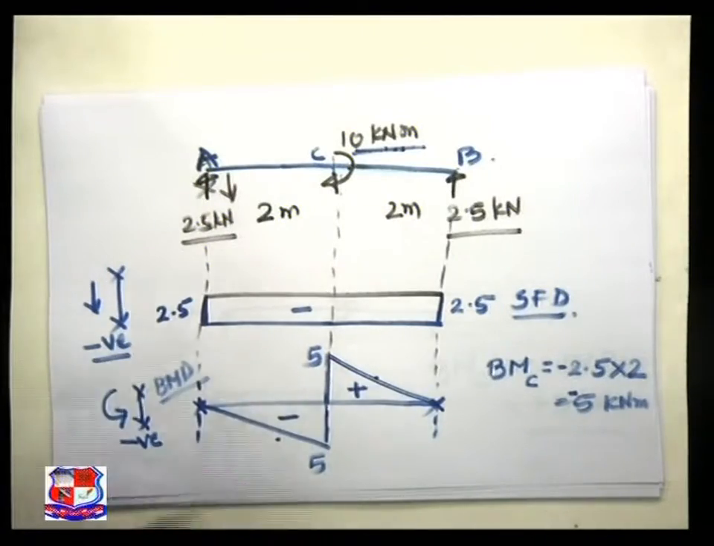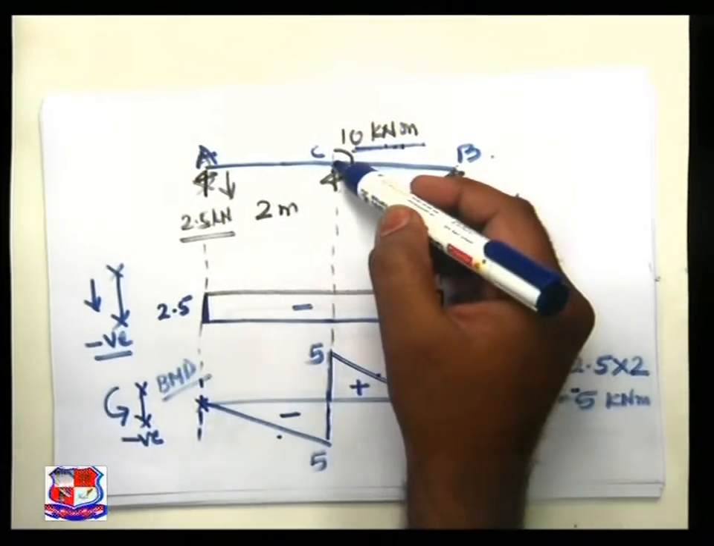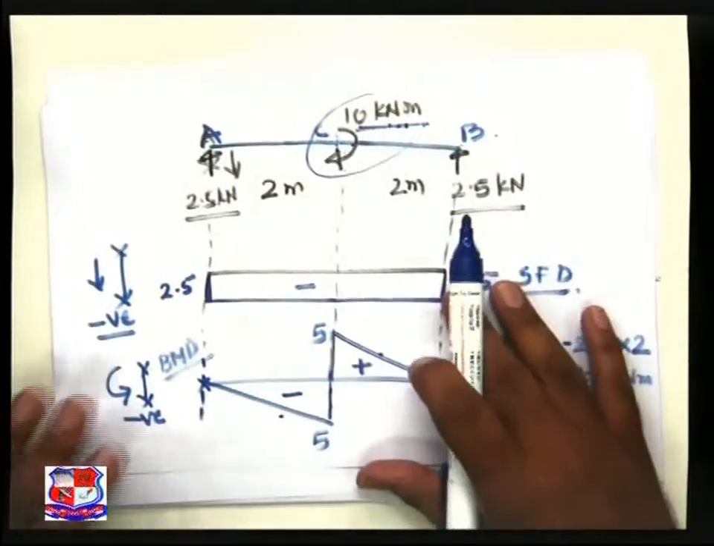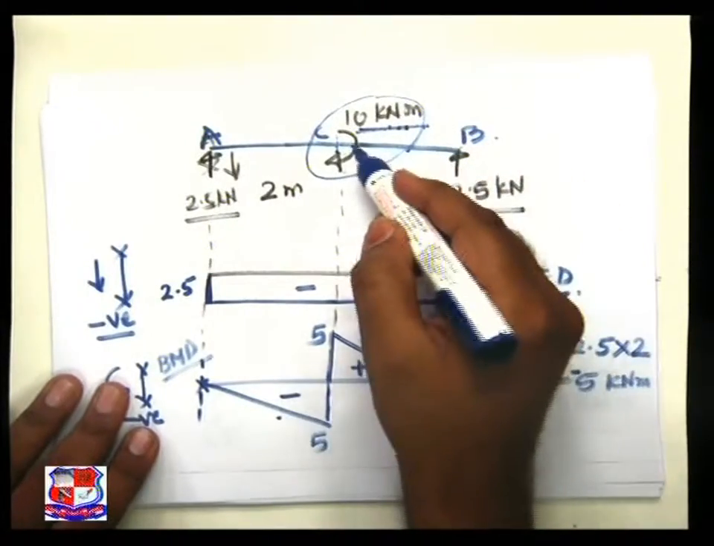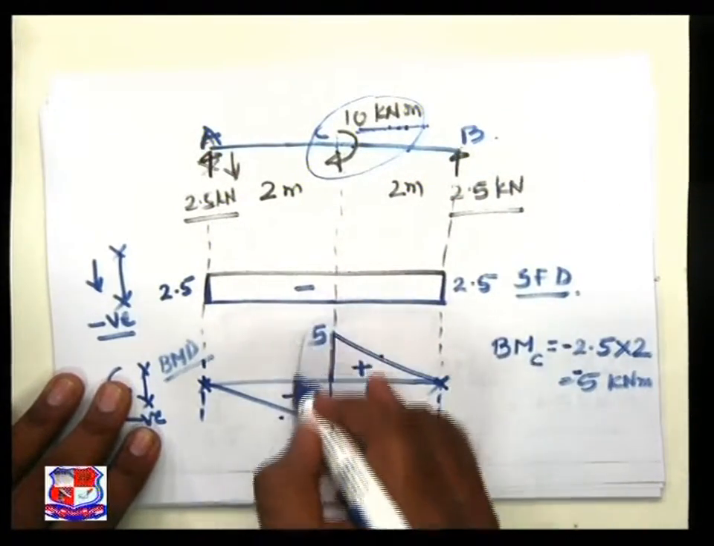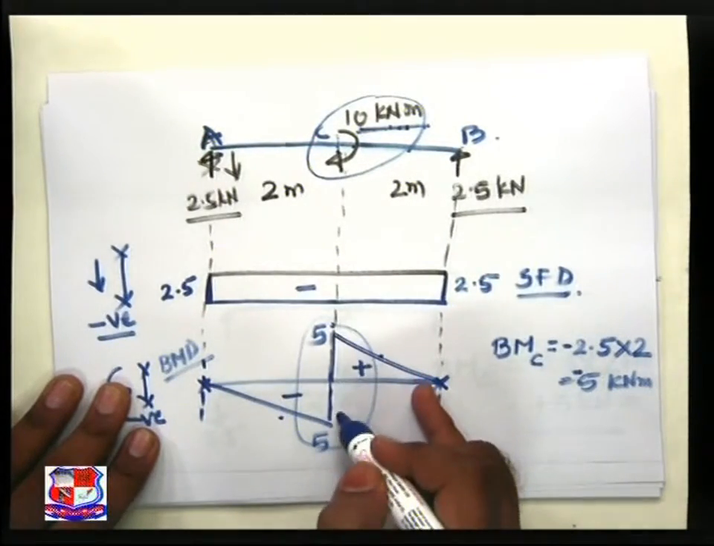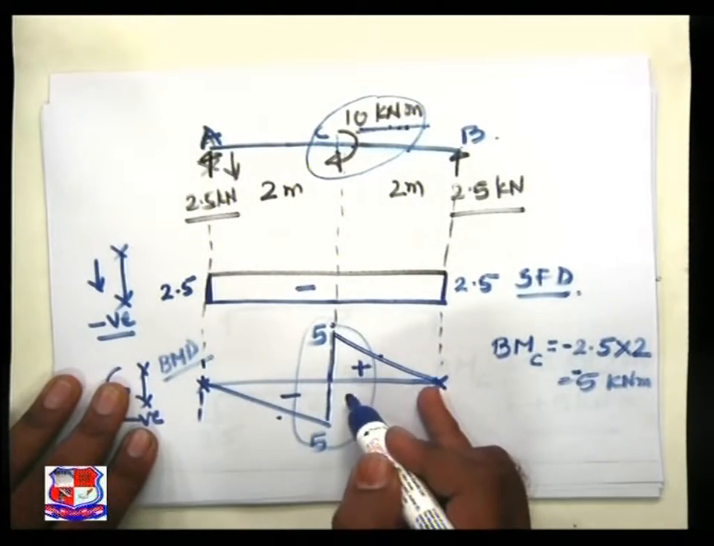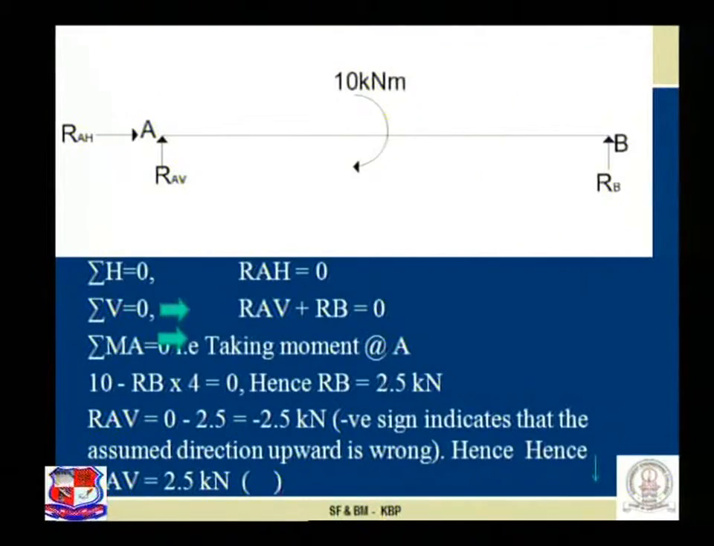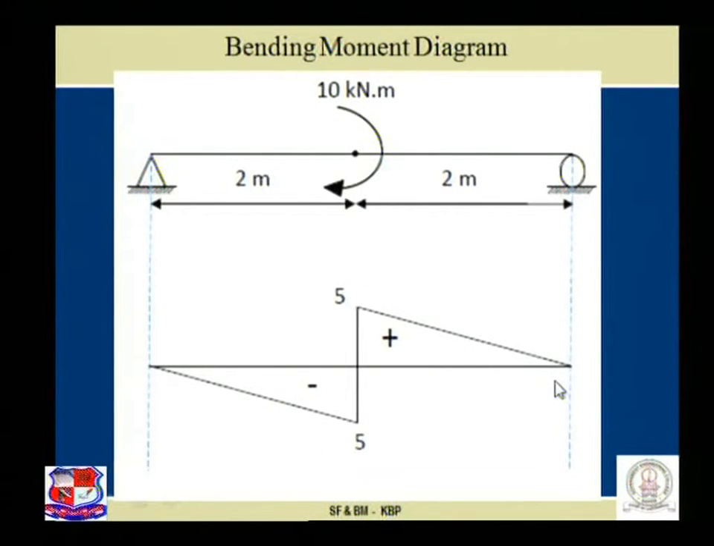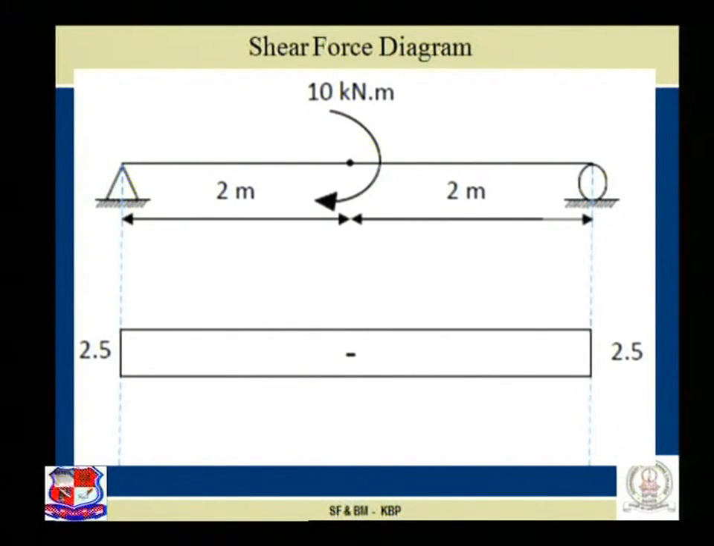What we learn from the diagram is that when a beam is subjected to a concentrated moment, the variation of BMD changes abruptly. Sudden change in bending moment diagram. Visualize carefully. See the diagram over here. This is the shear force diagram, and next this is our bending moment diagram. Now let us conclude from both these diagrams.